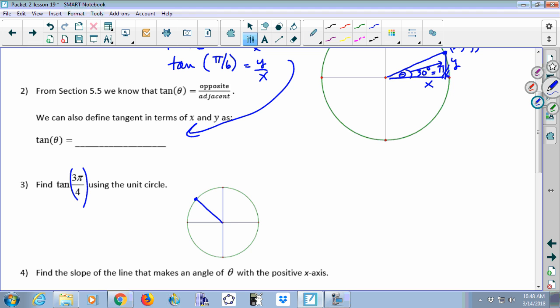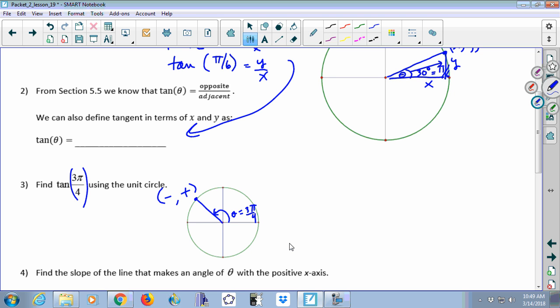So here we are. Here's theta, or alpha, or beta, or gamma, is 3 pi over 4. We know we're in the second quadrant. So what does that tell us about the signs of the points? Yeah, so we have a negative and a positive.